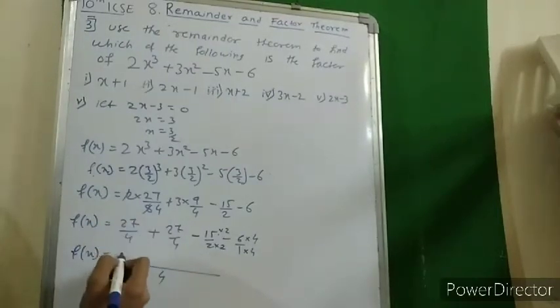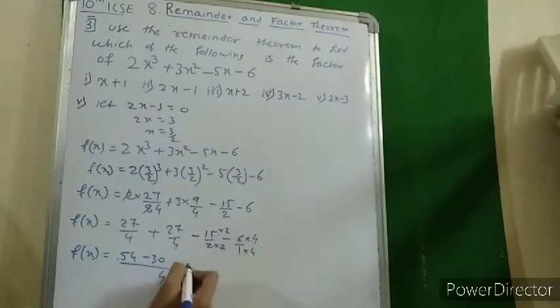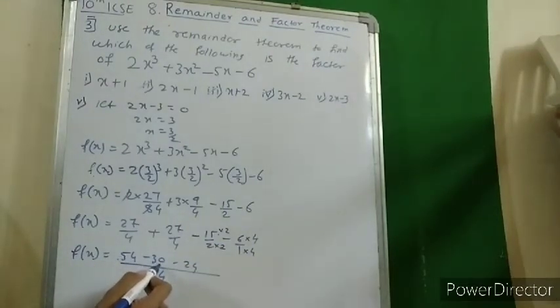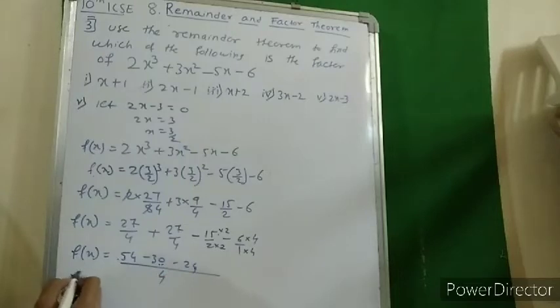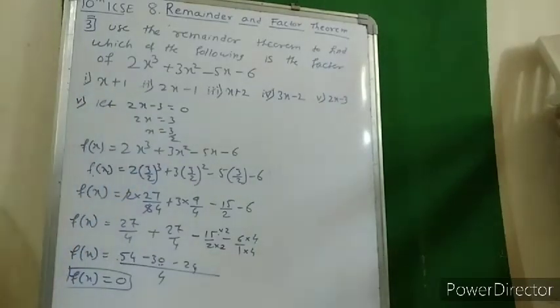So 27 plus 27, that is 54. 15 twos is 30. 6 fours is 24. Okay. So 54 minus 30 is 24. 24 minus 24 is 0. So the function of x is equal to 0 upon 4, which is 0. As the answer is 0, we can say that 2x minus 3 is the factor.